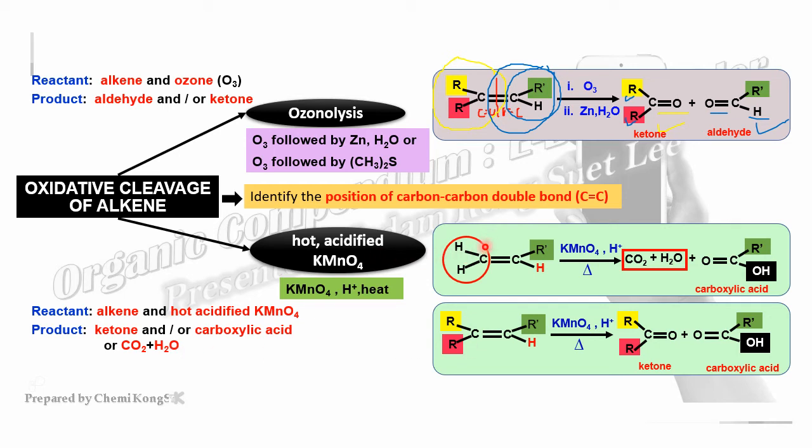Check for the first one. As usual, need to break the bond. Break the C double bond C and then form C double bond O as usual. And then here form the C double bond O as usual. But you check, in this case, CH2 is formed. When CH2 is formed, the product for this reaction is carbon dioxide and water.